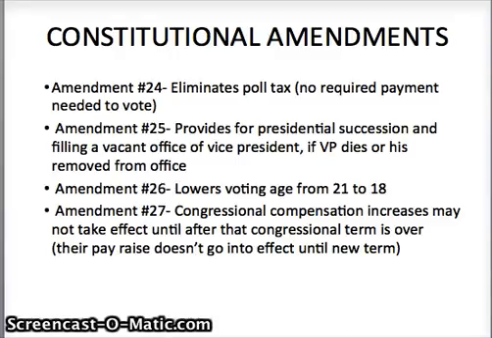Amendment 26 makes it so that instead of you having to be 21 to vote, now you can vote at 18. And the newest constitutional amendment, congressional compensation. Basically, it details how Congress can give themselves a raise, even though the raise doesn't go into effect until the next term. What will be the next amendment?